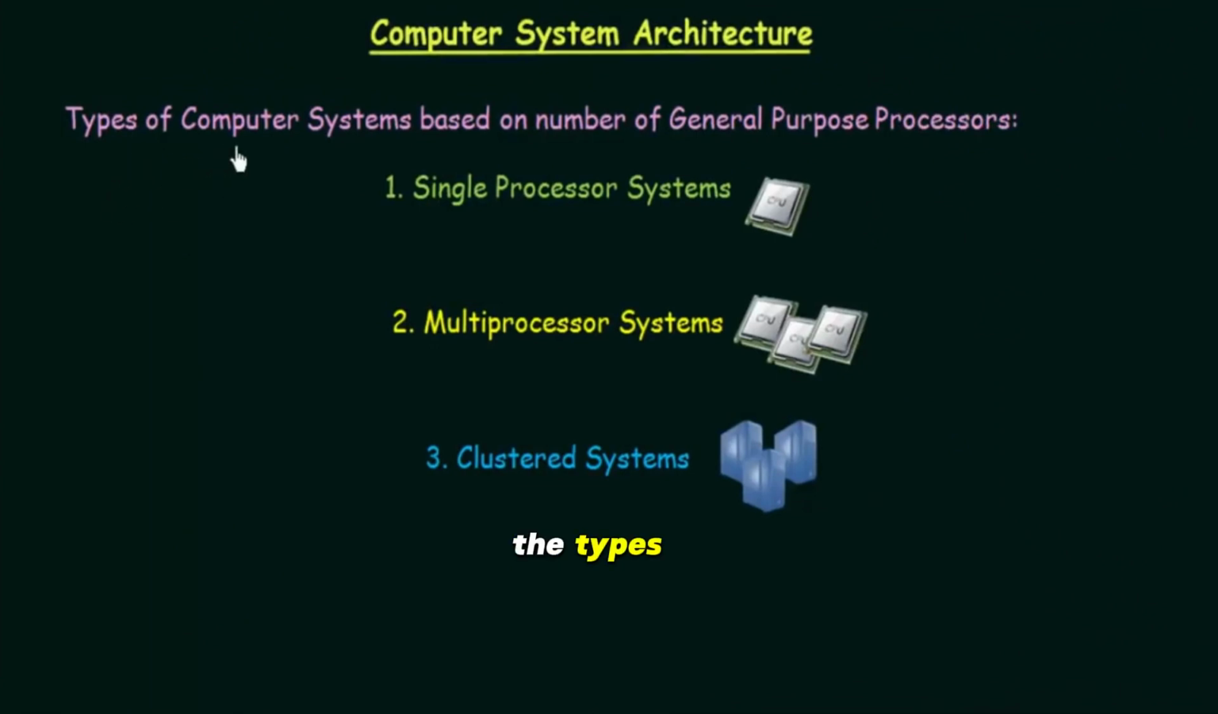So those were the types of computer systems based on the number of general purpose processors. We discussed single processor systems, multi-processor systems, and clustered systems. And we also saw the advantages of one over the others, and also we have seen the types of these systems that we have. So I hope you understood these types of computer systems based on the number of general purpose processors.